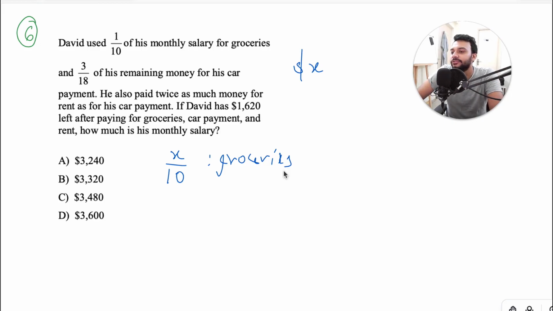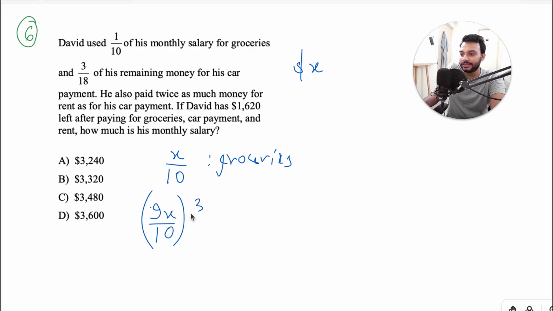Okay, 3/18 of his remaining money for his car payment. So 3/18 of the remaining. 9x over 10 is the remaining one, and 3/18 of this for the car payment. He also paid twice as much money for rent as for his car payment. So this goes for car payment, CP. For rent, twice of this.